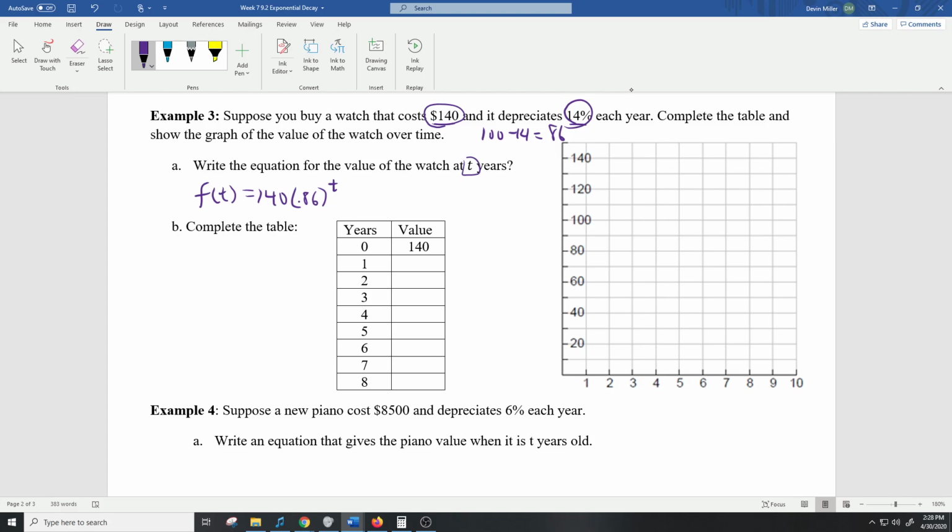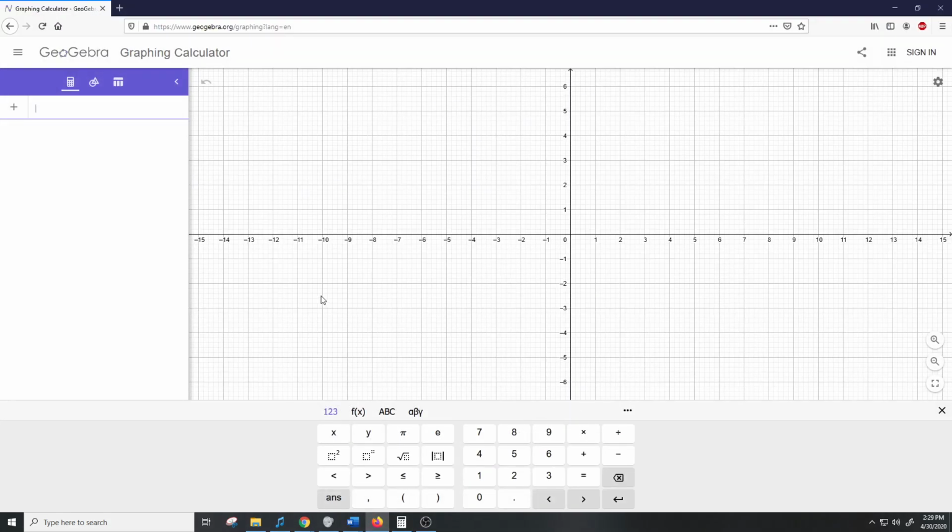So we're going to graph this. We're going to put it in a table and fill this stuff out, but I don't want to be plugging in 0 through 8 and getting all the values. So instead, I'm going to give you a website to use. It's called GeoGebra. It's a graphing calculator. I'm going to show you how to use that instead.